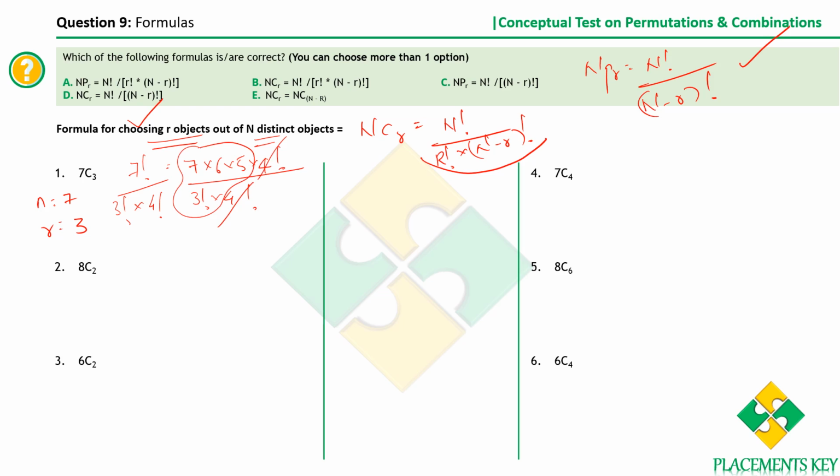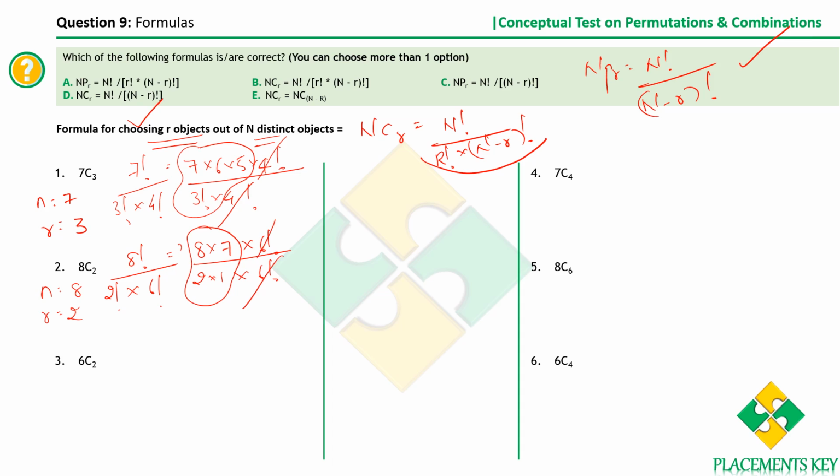Now the next one is 8C2. What is n here? n is equal to 8 and r is equal to 2. What do we get here? 8 factorial by r factorial, that is 2 factorial, into (n minus r), 8 minus 2, that is 6 factorial. Let me write 8 into 7 into, we'll stop with 6 factorial. Why? Because in the denominator we have 6 factorial which gets cancelled, right? 2 factorial into 6 factorial, so this and this get cancelled. We have 8 into 7 by 2 into 1.